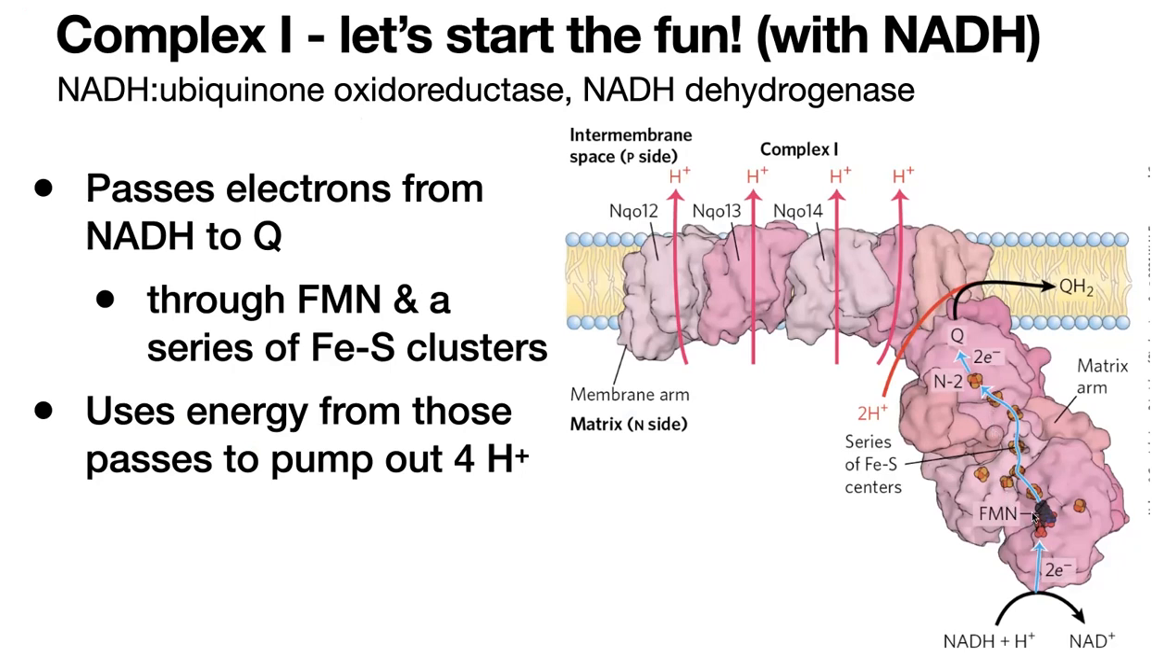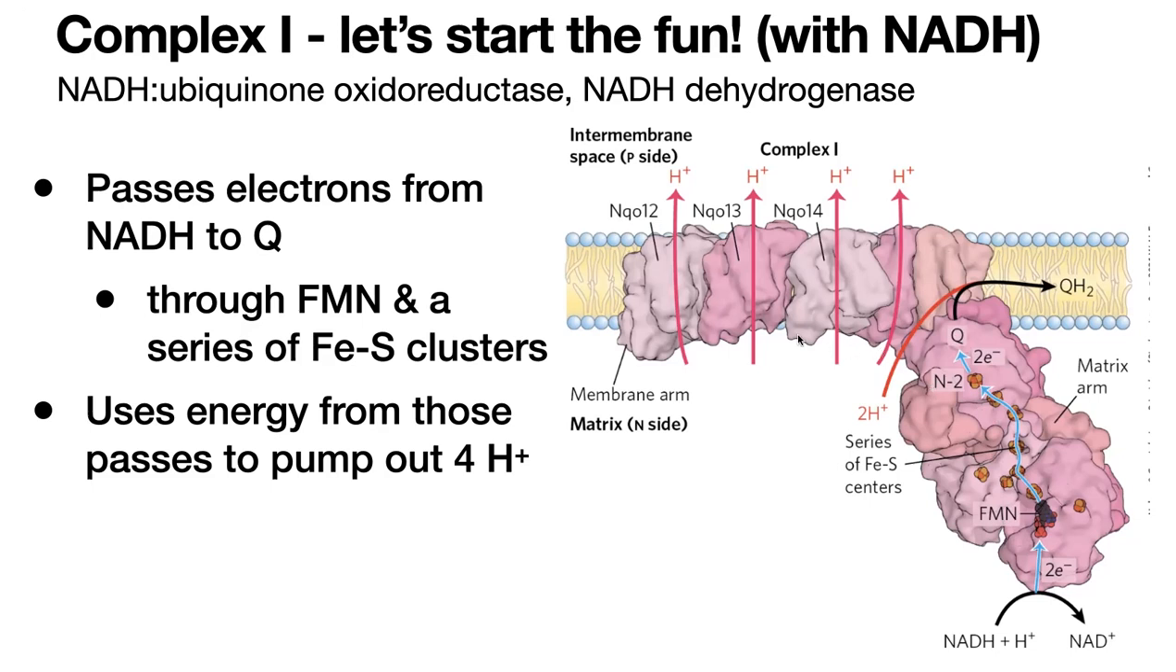This starts with FMN. So remember, this is like a flavoprotein. FMN was our flavin mononucleotide. It was like our FAD, but slightly different. And it's going to be held in this complex 1 protein. The electrons are then going to be transferred from that through a series of iron sulfur centers, ultimately to our coenzyme Q. Each of these pass-offs is going to be energetically favorable because we'll be going from something with a lower standard reduction potential to something with a higher standard reduction potential.